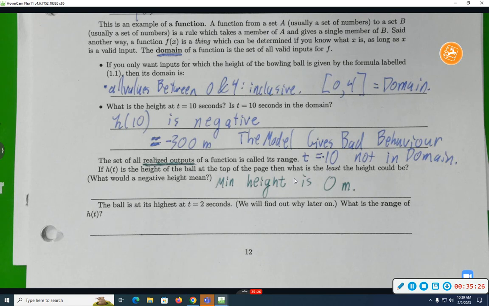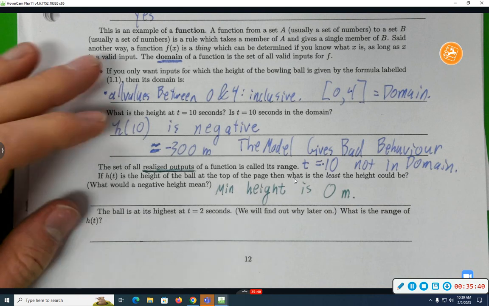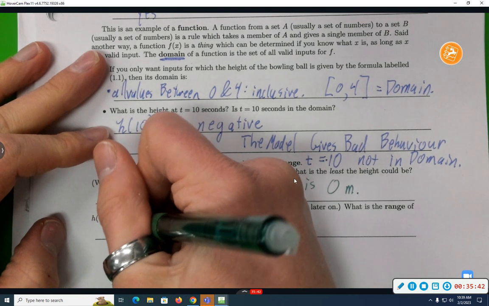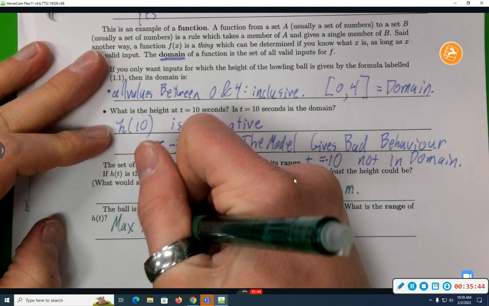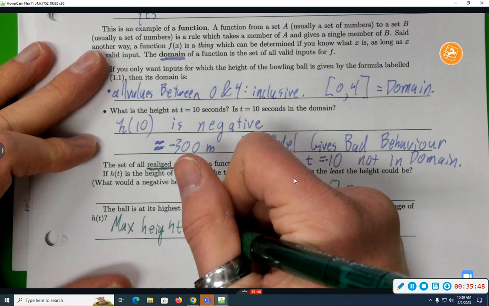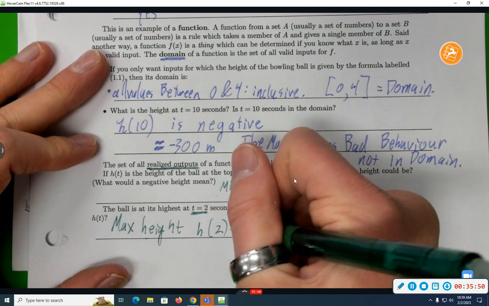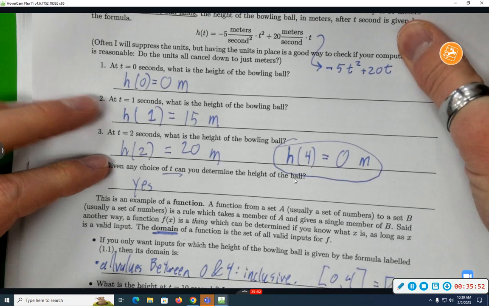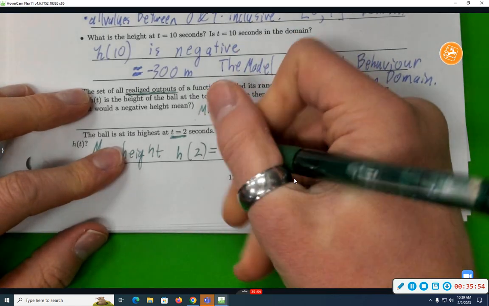20 meters? 20 meters. Because that's the height at time equals 2. If you know the time when the maximum height is accomplished, then just plug it in to find the maximum height. So the max height, since you already know the max occurs at t equals 2, is h of 2, which we've already computed to be 20 meters.